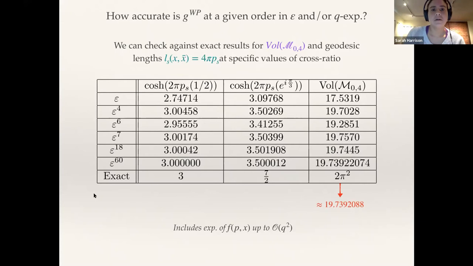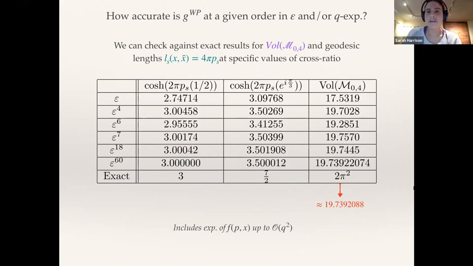So in the first two columns, I show you the computation of the cosh of 1 over the geodesic length at cross ratio values x equals 1/2 and x equals e to the pi i over 3. These values are known exactly to be 3 and 7/2. And then I show you our numerical computation of this quantity at a number of different orders in the epsilon expansion, keeping only up to order q squared in the conformal block expansion. You see that it already gets to be pretty accurate, up to 0.1% by epsilon to the seventh. But if you go extremely high, like epsilon to the 60, it becomes extremely accurate.